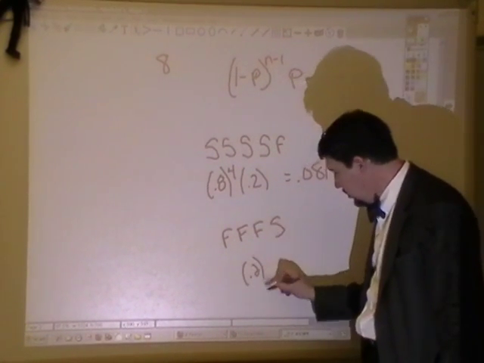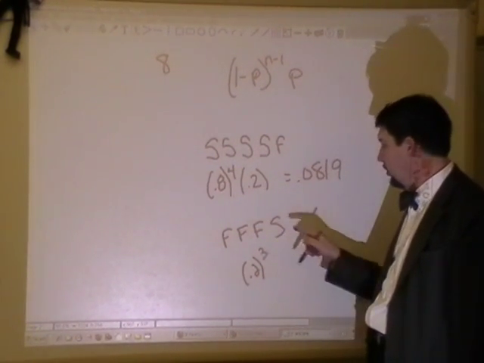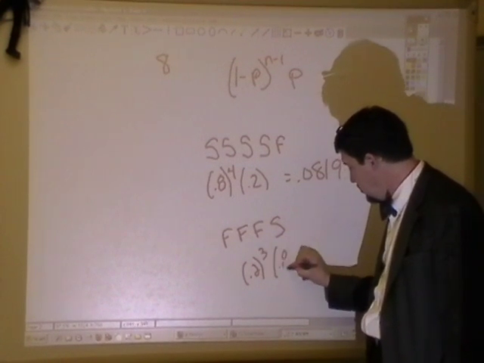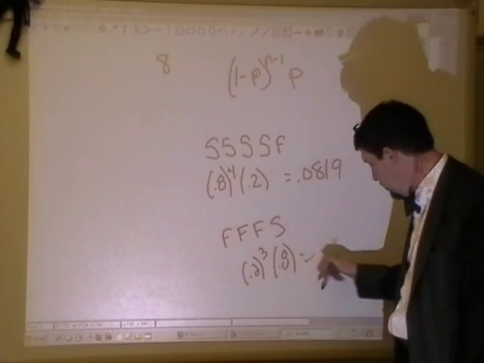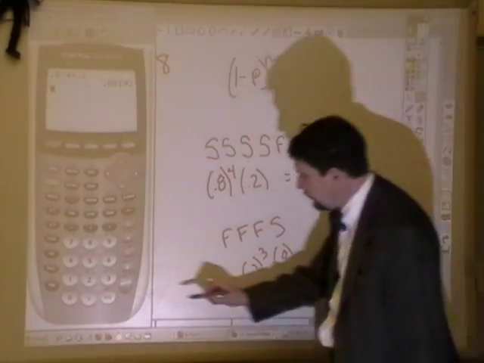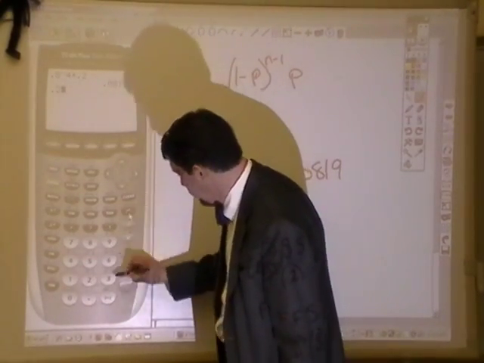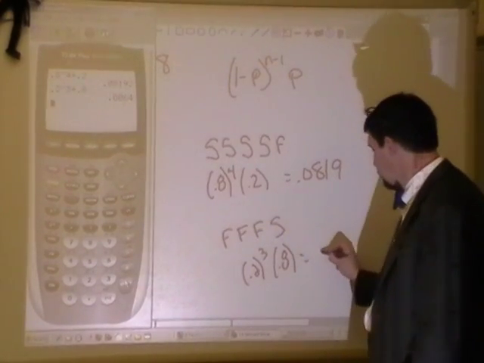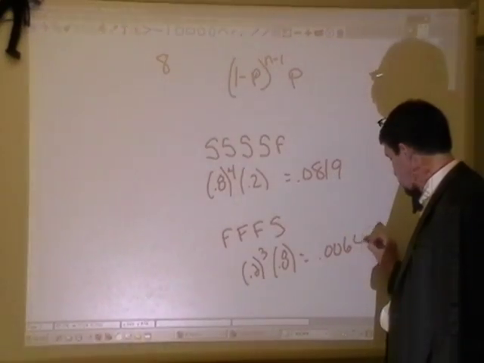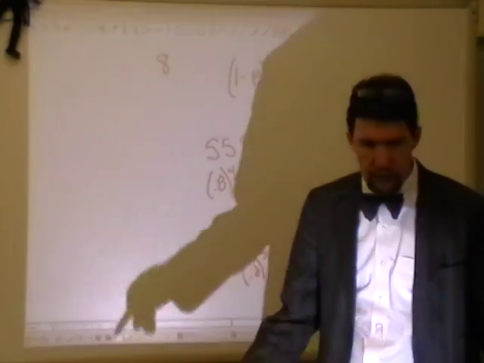Failure, failure, failure, 0.2, to the what power? To the 3rd. Times success, 0.8. 0.2 times 0.2 times 0.2 times 0.8. Let's find out. 0.2 to the 3rd times 0.8 equals 0.0064. Woohoo! That was pretty easy. All right.